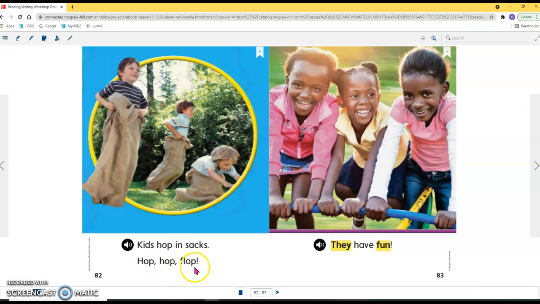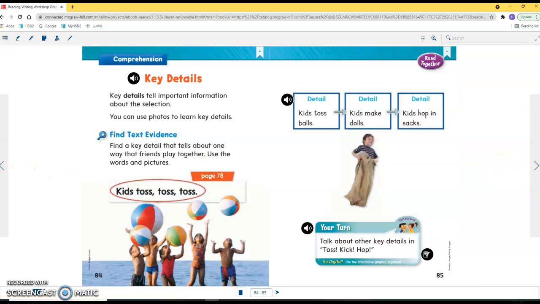Good. Hop, hop, flop. My turn. They have fun. Your turn. Think, read. Good. They have fun. Look how much fun they're having. Look at their big smiles. What a wonderful picture. Awesome job.